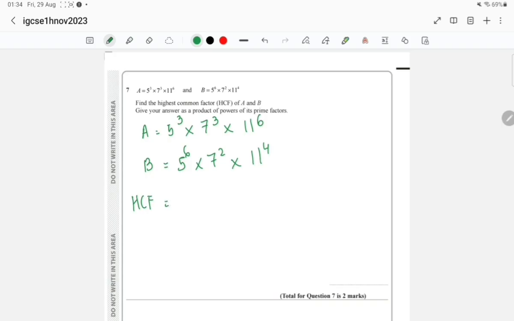In HCF, we take the common factors with the smallest power, right? So here I have 5 common and I will take the smallest power, which is 3. Now multiplied by 7 to the power of 2, and again 11 to the smallest power, which is 4. And give your answer as a product of powers of its prime factors. So this will be my answer.